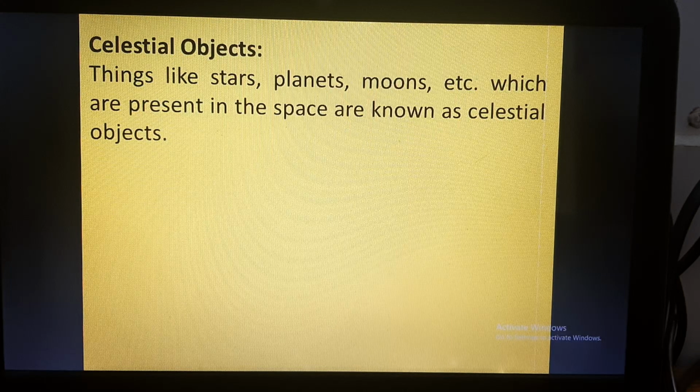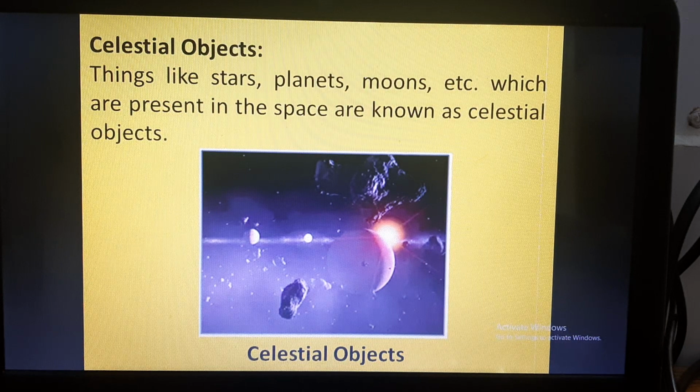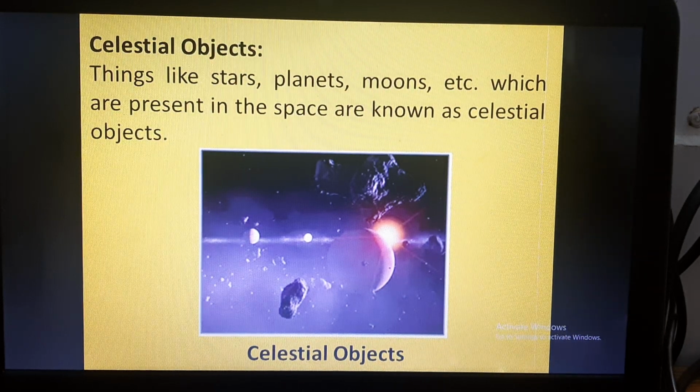First of all, before understanding what stars and the solar system are, we should know what celestial objects are. Things which are present in space, for example, stars, planets, moons, etc., are called celestial objects. So objects which are present in space are called celestial objects. You can see in this picture there are various celestial objects. The sun is there, then the moon, some planet, asteroids, and meteors.